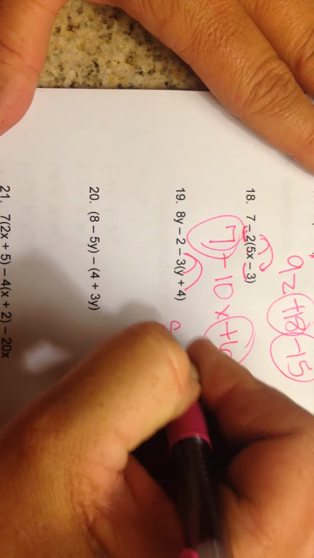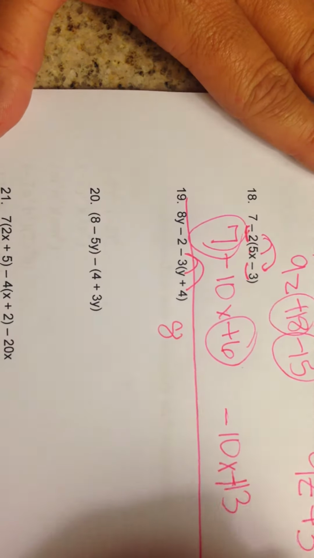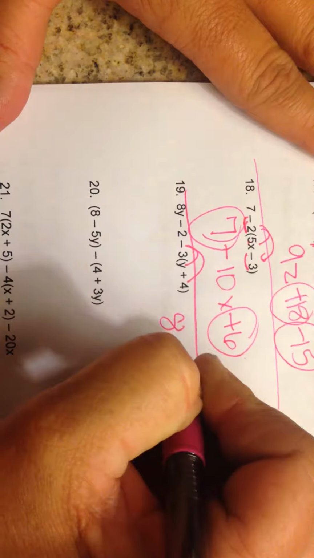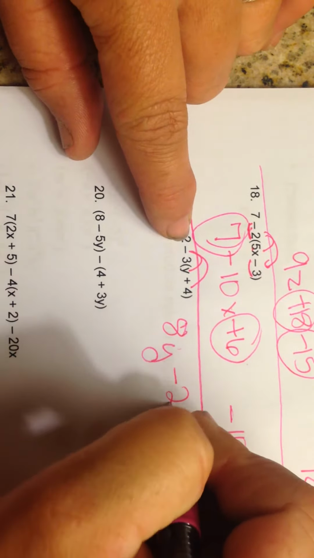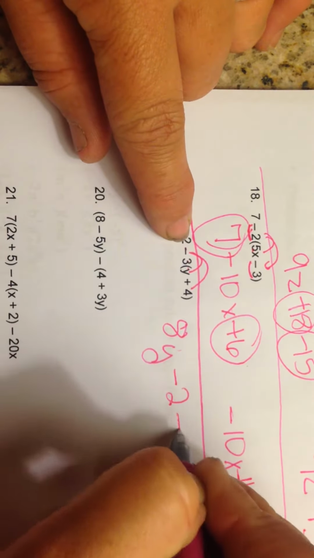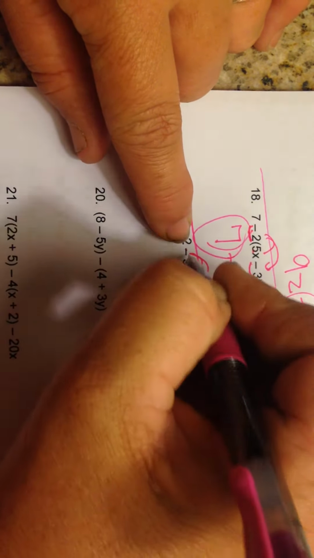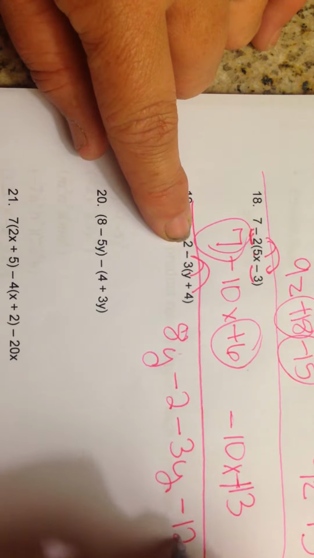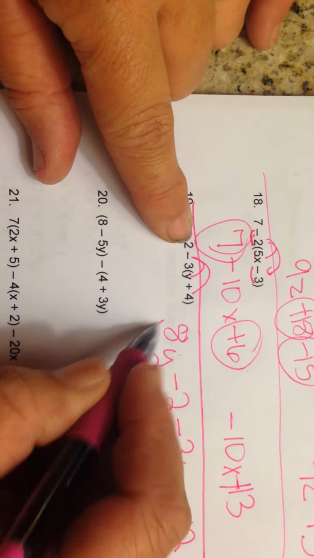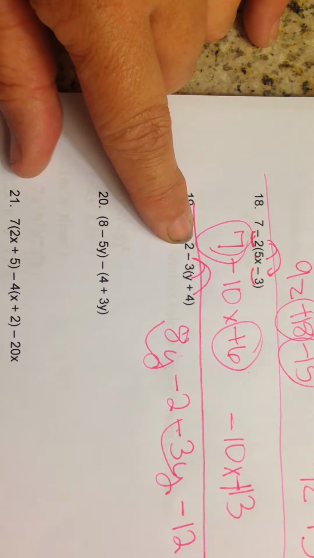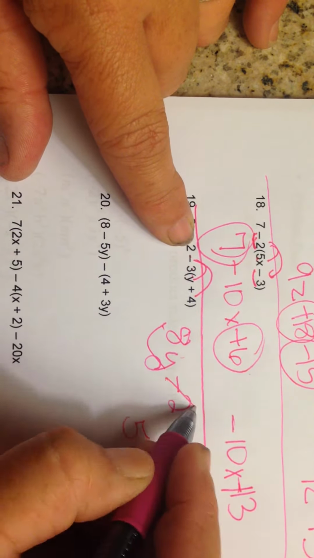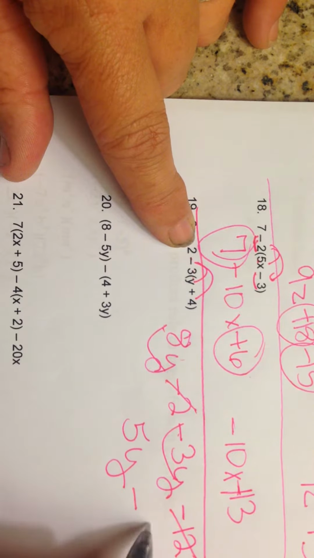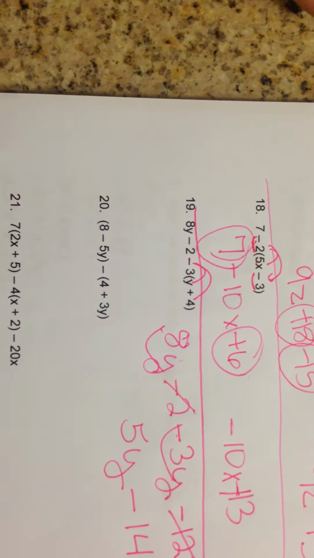So here we're going to distribute negative 3. And we get 8y minus 2. Negative 3 times y is negative 3y. Negative 3 times 4 is negative 12. Now we look to see if things are alike. 8 minus 3 is 5y. And negative 2 and negative 12 would give us minus 14.